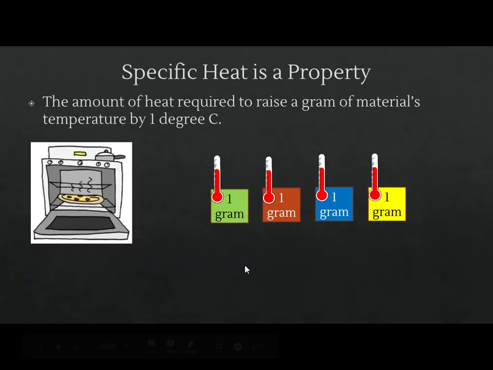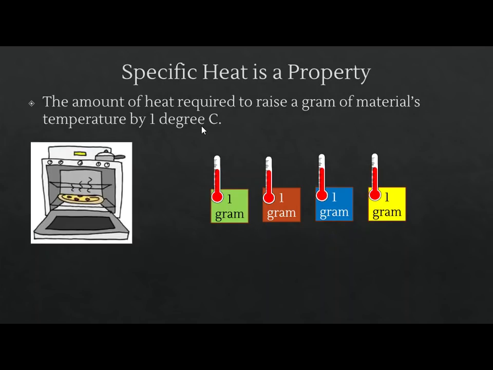Specific heat is a property, as I said. That means that if you have a particular kind of material, you can know something about that type of material that is true for all amounts of that material, because that's what a property is. So think of it like this. Pretend that you have four different types of material: green material, orange material, blue, and yellow. These are all different materials.